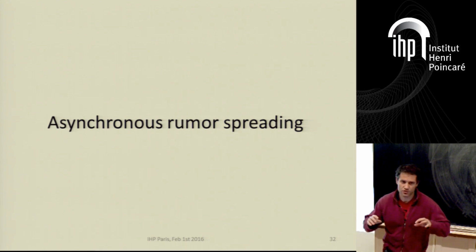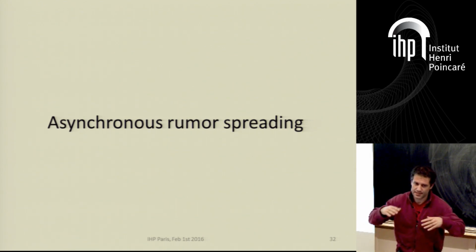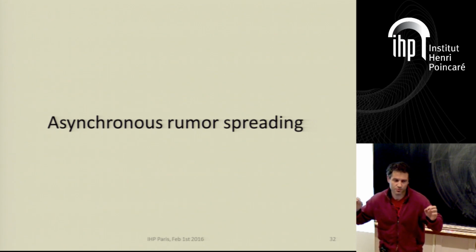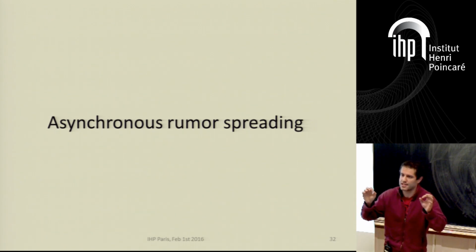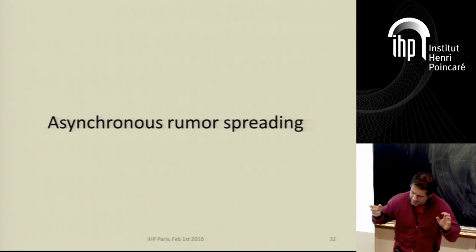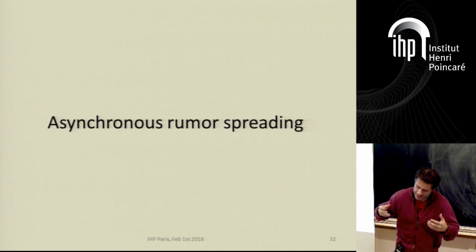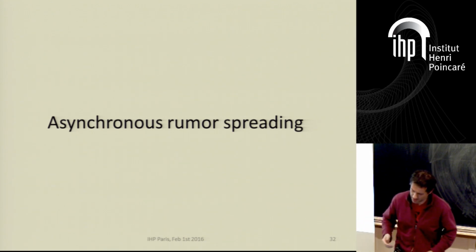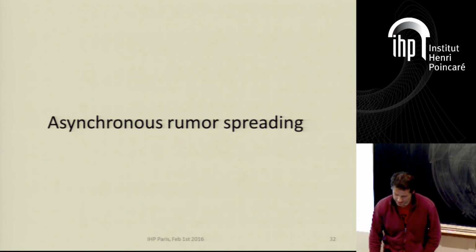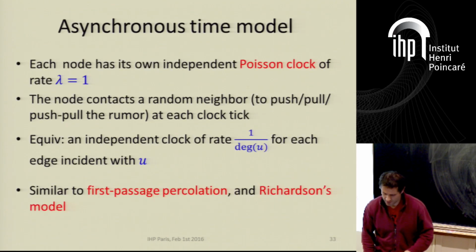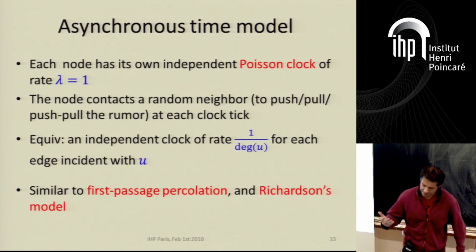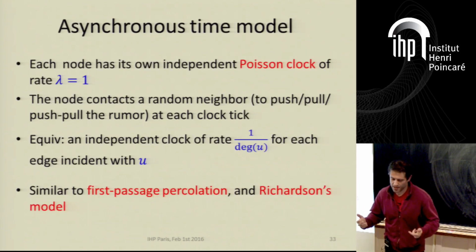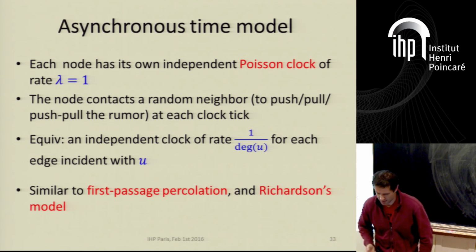So far we have assumed that nodes take steps in synchronized rounds, which assumes that nodes have synchronized clocks. In some distributed settings, this is not feasible or desirable. So for this reason, many works have considered rumor spreading in an asynchronous time model.